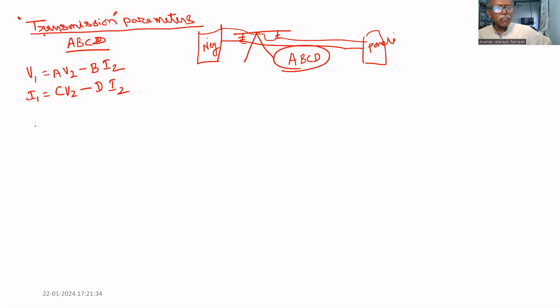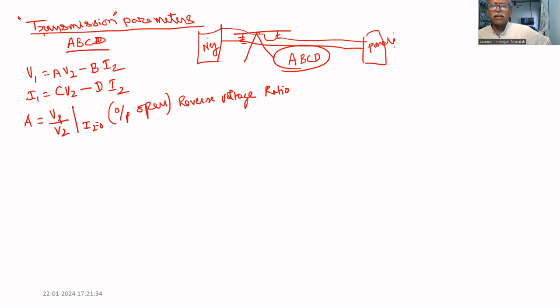Here, this A is equal to V1 by V2. It means input voltage divided by output voltage, provided I2 equal to 0. I2 equal to 0 means output is open circuit. This is called V1 by V2, the reverse voltage ratio. This is obtained by opening the output. No current is taken. In that case, the ratio between input voltage and output voltage is called A.